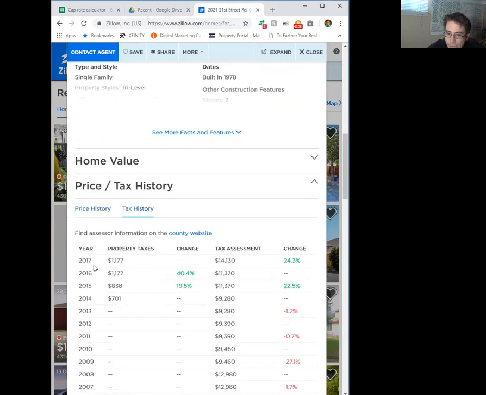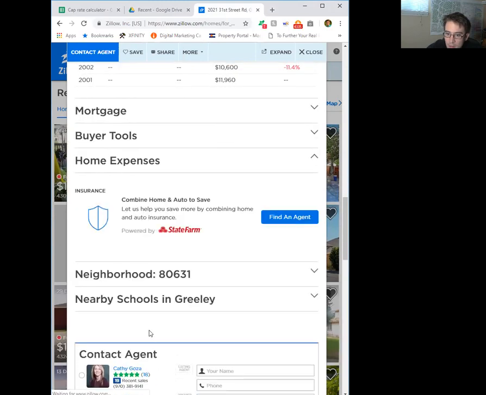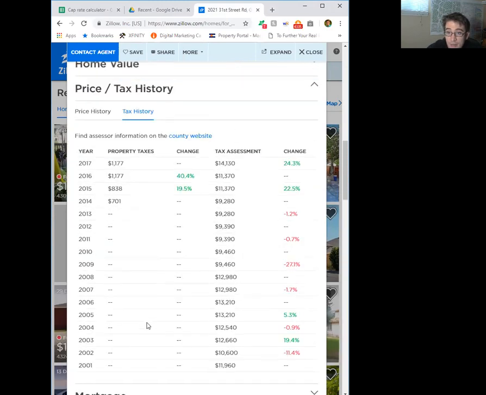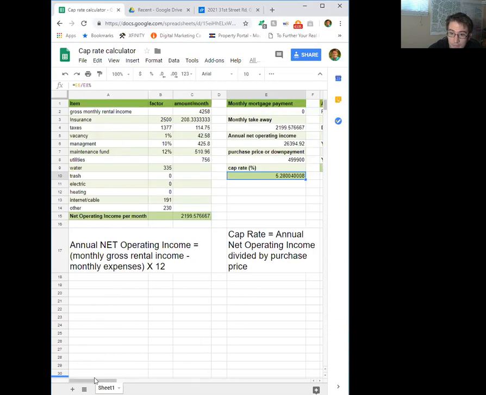There we go. So we'll use that for our taxes, fire tools, home expenses. I'll use the hypothetical numbers from the first example for our expenses since it's a pretty similar, average sort of property for Greeley.